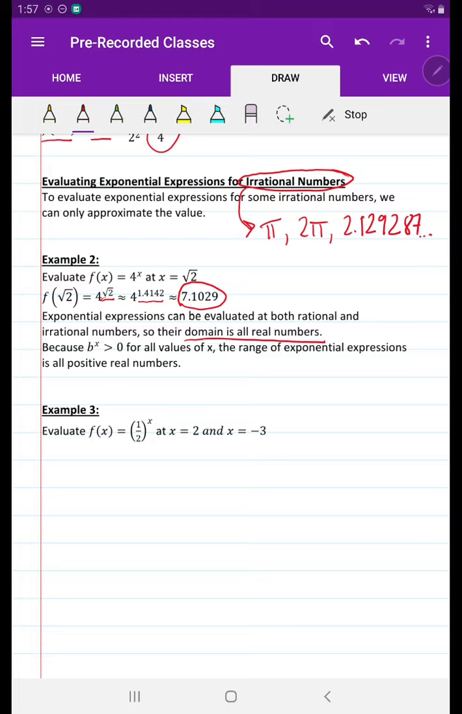Now, because your base always has to be positive, right? And you know that when you have negative exponents, it just turns them into a fraction. The range of exponential expressions is all positive real numbers, okay? So your domain is all real numbers, but your range is all positive real numbers.